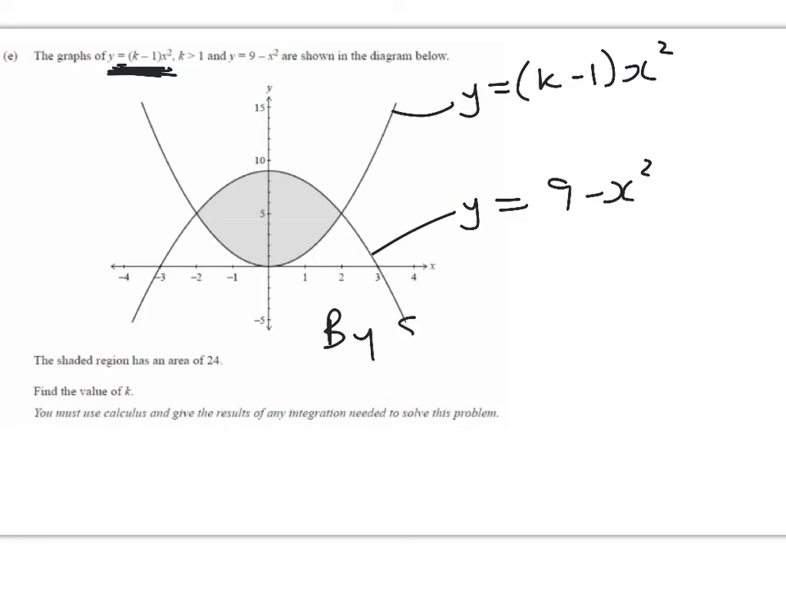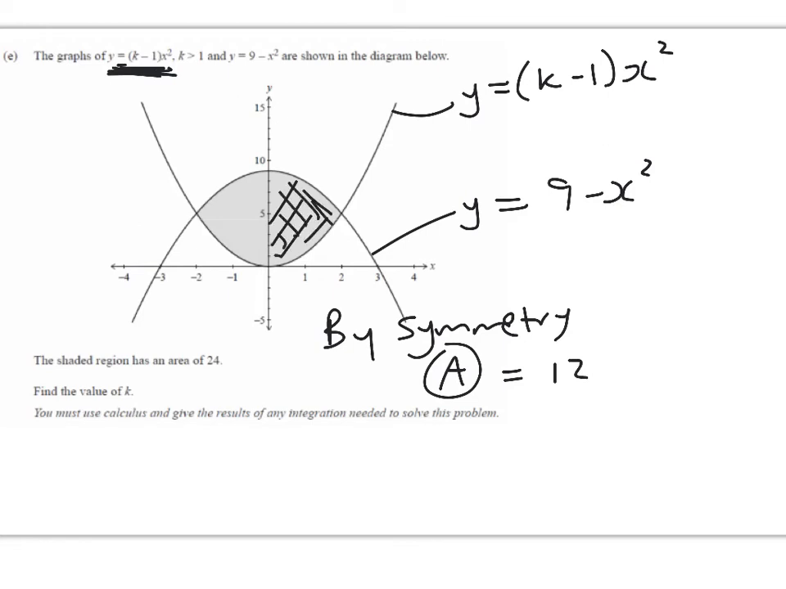So by symmetry, area A has got an area of 12. Okay, so we'll just work with that. We'll work with half the area being 12. Now if we look at that, we know what this limit here is. This is going to be 0. We have to find this one, and it's not 2, because it will depend on the value of k. So to find that limit, we're going to have to figure out the x value where the two lines meet.